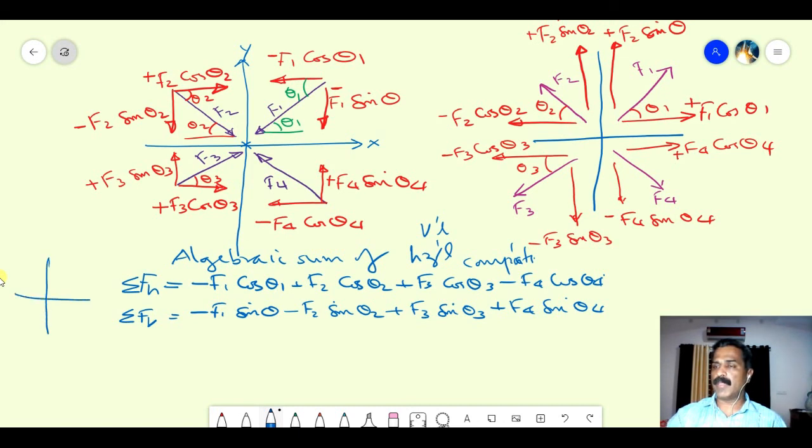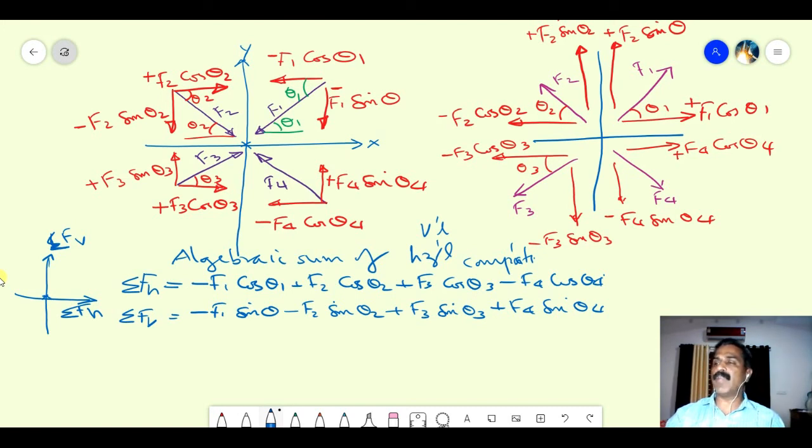A figure like this, and we can say this is sigma Fh and this is sigma Fv, because these are the horizontal components and these are the vertical components. The net effect of all these forces will be in the horizontal direction, and the net effect of these forces will be in the vertical direction. So these are the assumed directions.